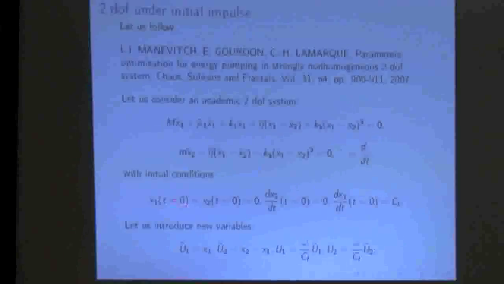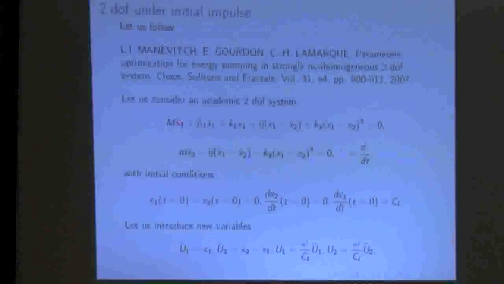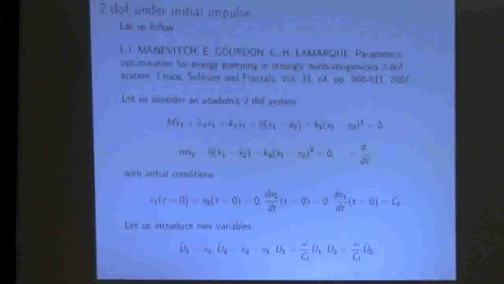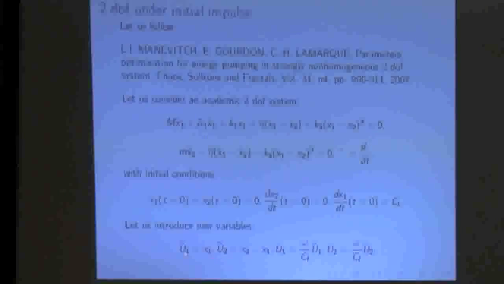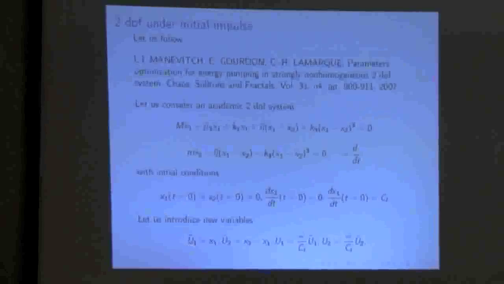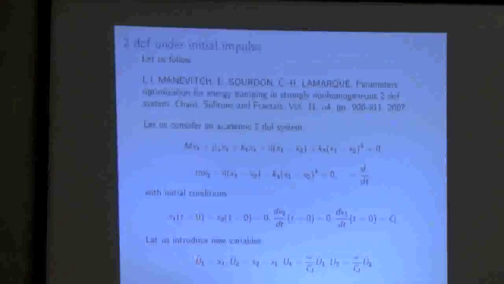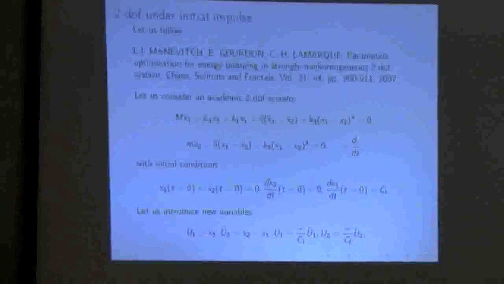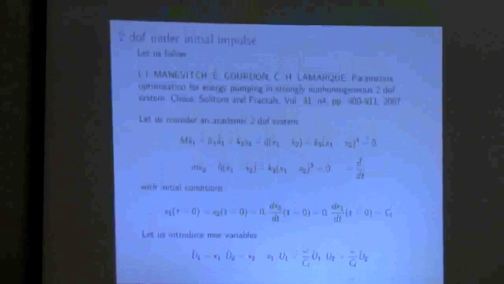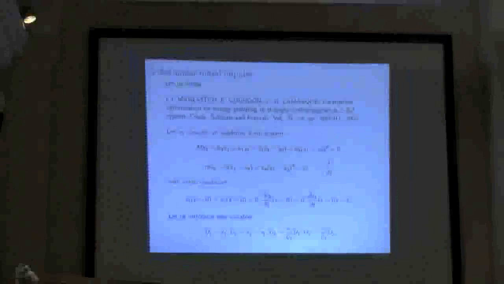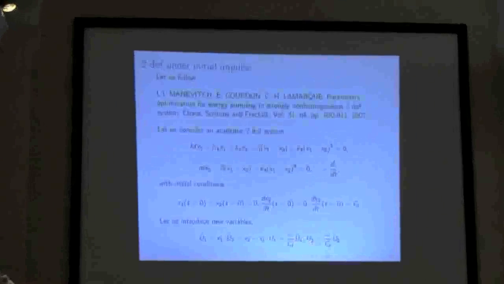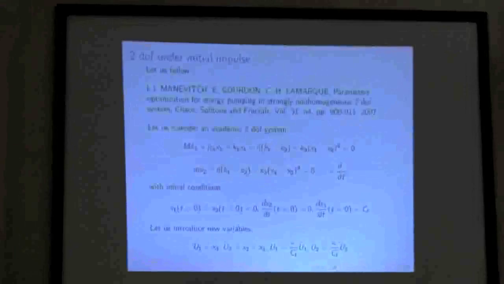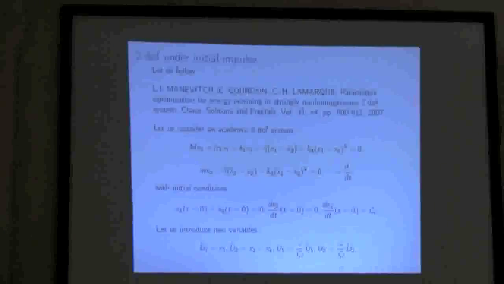So again, I consider initial condition. For example, only initial condition in velocity for x1, that is the mass we intend to control. Again, we introduce here two new variables. Okay, u tilde is simply x1, but here we introduce the relative displacement. Then we introduce capital U1, capital U2 by rescaling the variables versus initial energy.